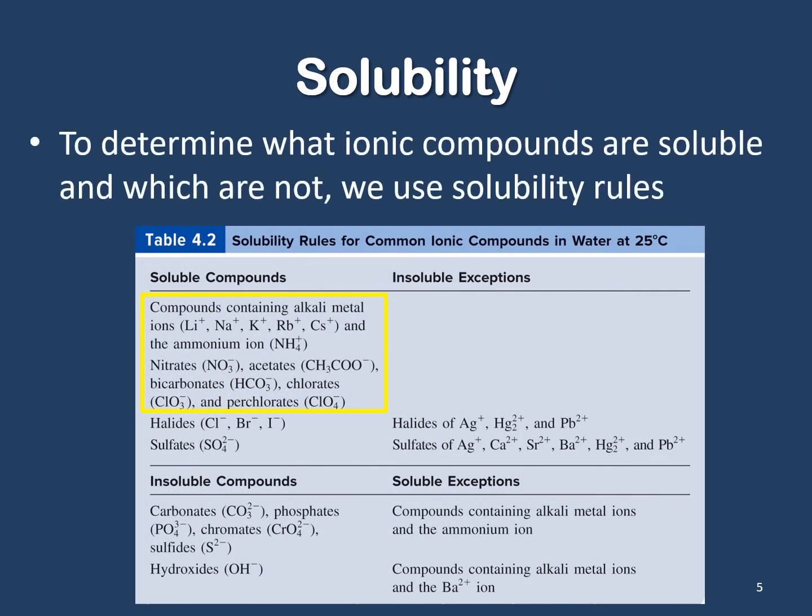Okay, so earlier we talked about how we need to be able to tell whether an ionic compound is soluble or not to determine whether it's a strong electrolyte or a weak electrolyte. Now, how do we do that? We use what are known as solubility rules. And this is a table from an older textbook, but the rules don't change much between textbooks, if at all, really. So I'm going to keep using this table.